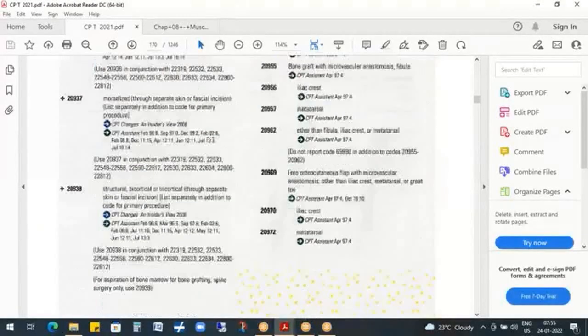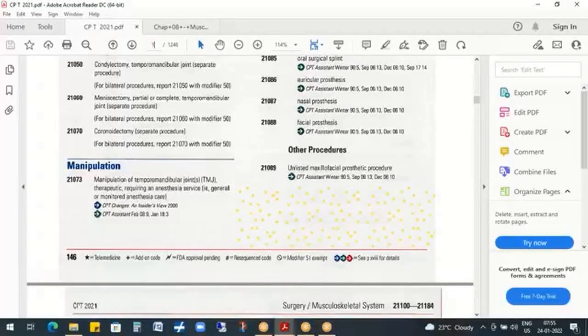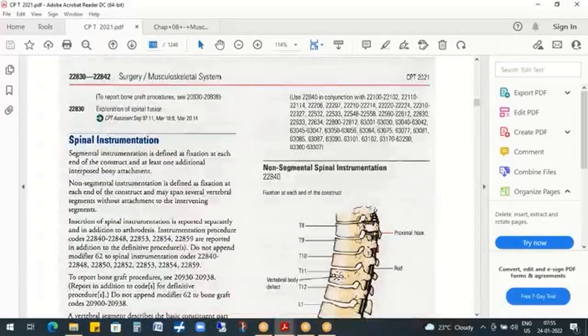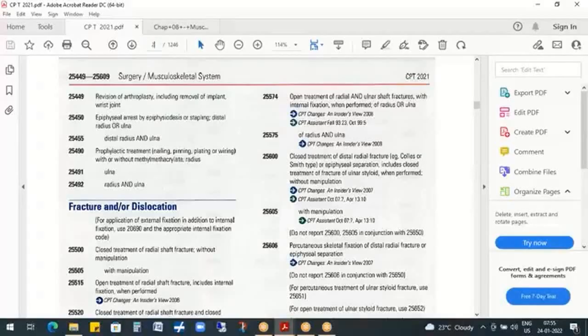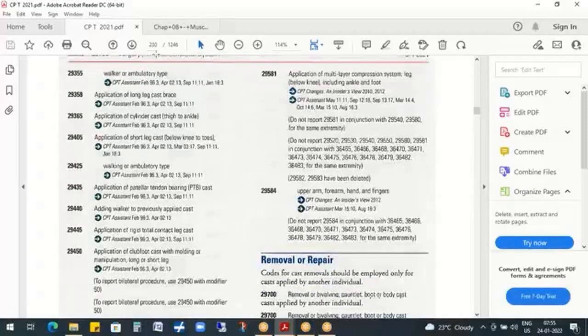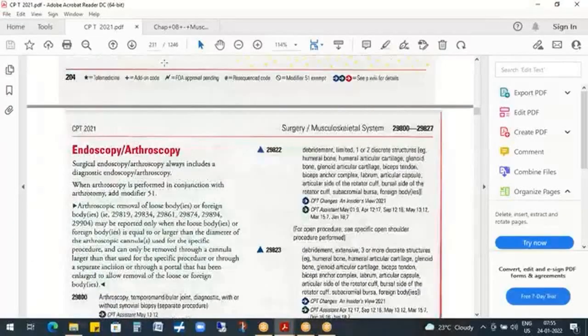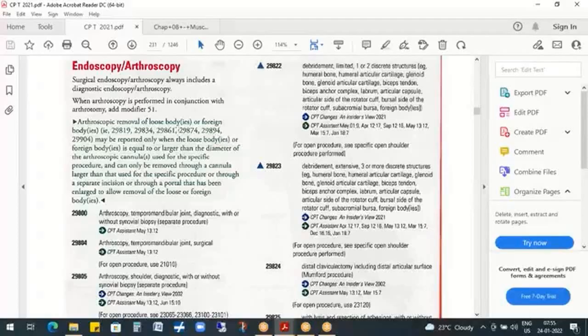Come to the codes, 29,000 series. Page number 205. Are you there, everyone? 205.